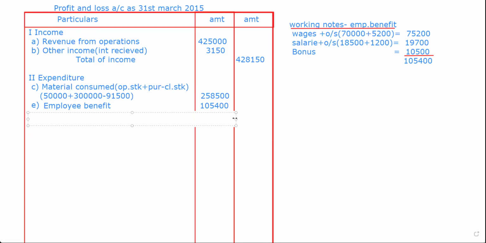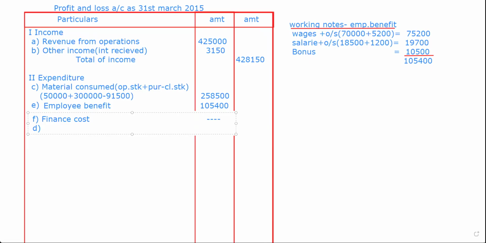Interest on overdraft, interest on debentures, interest on bank loan, interest on any kind of loan we have borrowed, all that I'm going to take up here. But here we don't have any such interest provided. So that is the reason I am going to write F as simply finance cost. As nothing is given, I'm going to put it in nil format. But anyhow, as it is a format, I have to mention it, so I'm mentioning it.